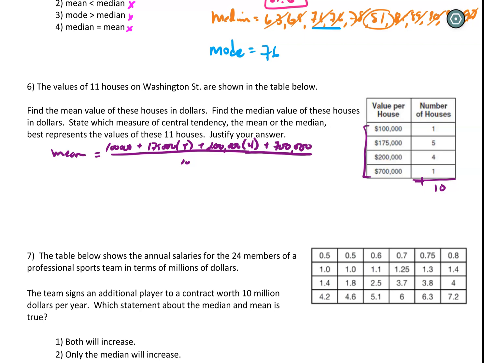Again, if you want to just simply add them all together, 100,000 and then 175,000 added 5 more times, and then 200,000 added 4 times, and then the 700,000, that's fine. But you can just shortcut it by multiplying. So let's just do this real quick here. I'm getting to 24, another 100 is, what is that? 2,475,000. Divide that by 10.